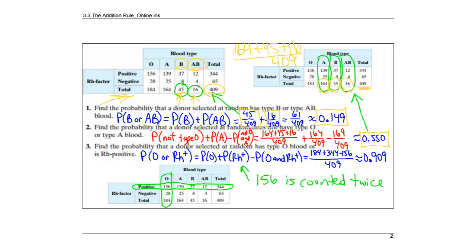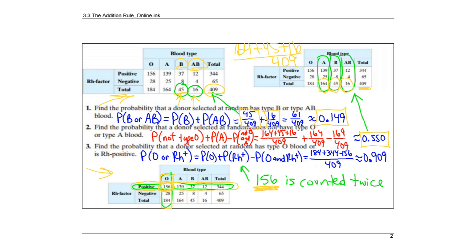Okay, then number 3 is down here. This is an issue for this one because we have to be careful. We're looking at type O. That would be this column right here. We're also looking at RH positive, which would be this row. So notice there's an intersection, right? The 156 in the middle here is counted twice. So I have to be careful.